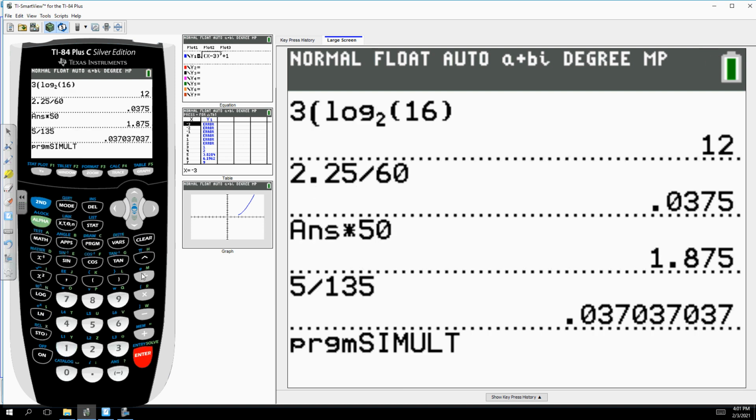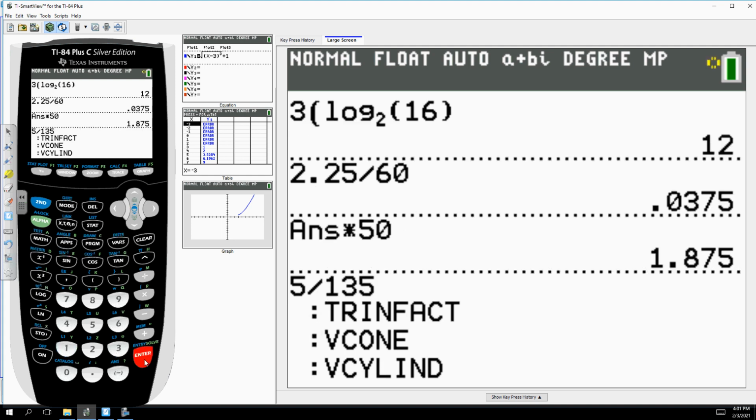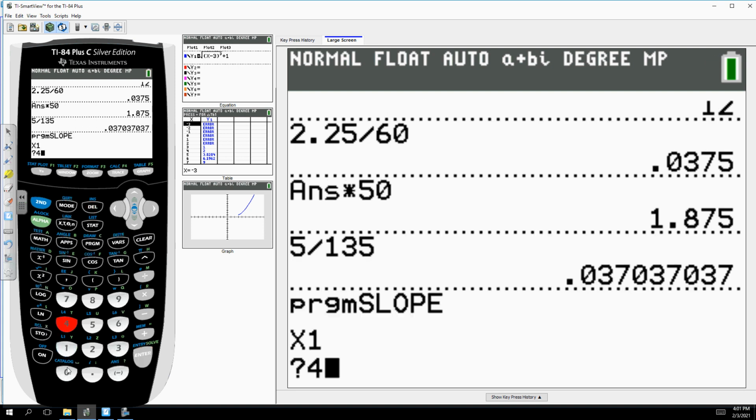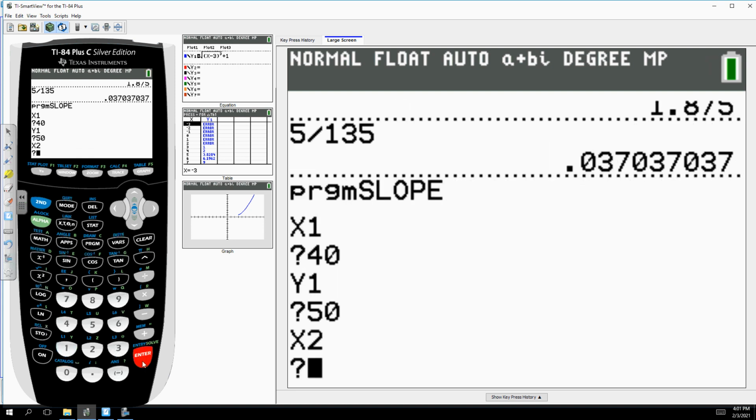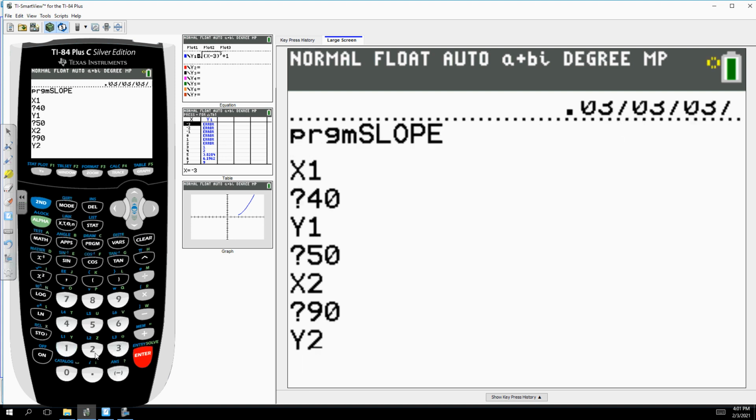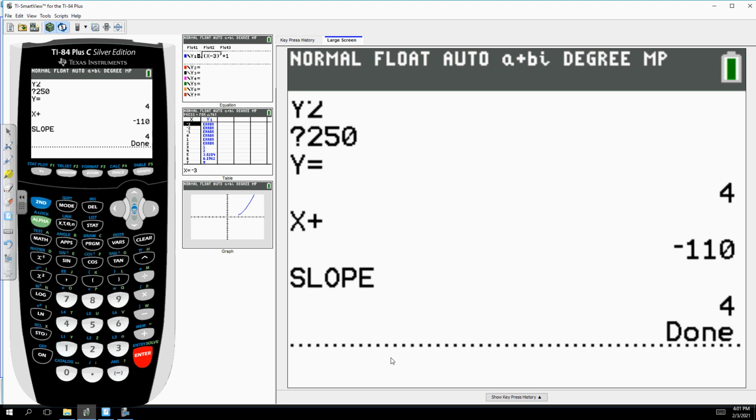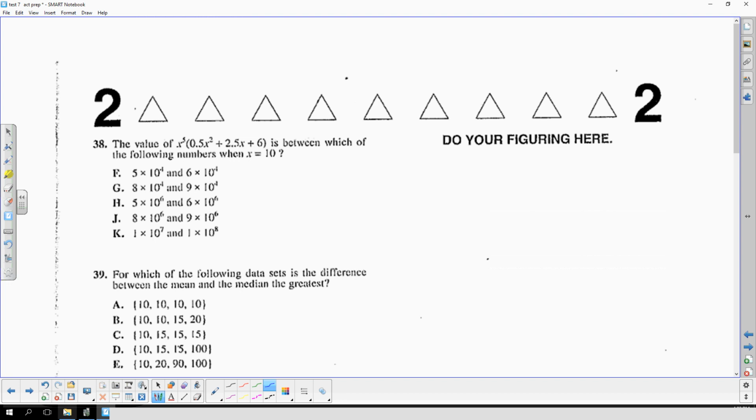For that, rise over run. Oops, I hit simul. And it's what? 40, about 50. About 50. And what was the other one? 90 to 50. I'll give you a slope of 4. Okay? Use slope to bail you out of a lot of things. It's probably the most popular program.